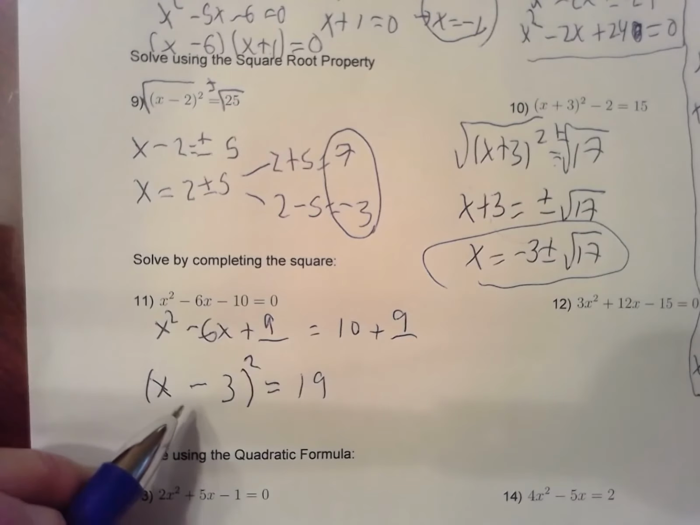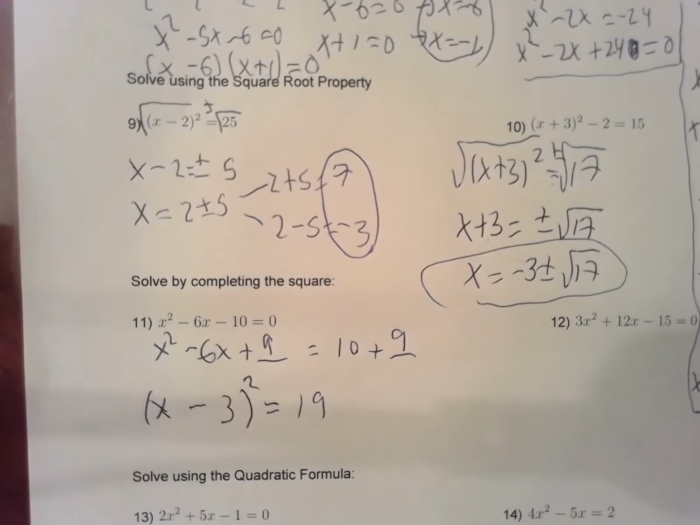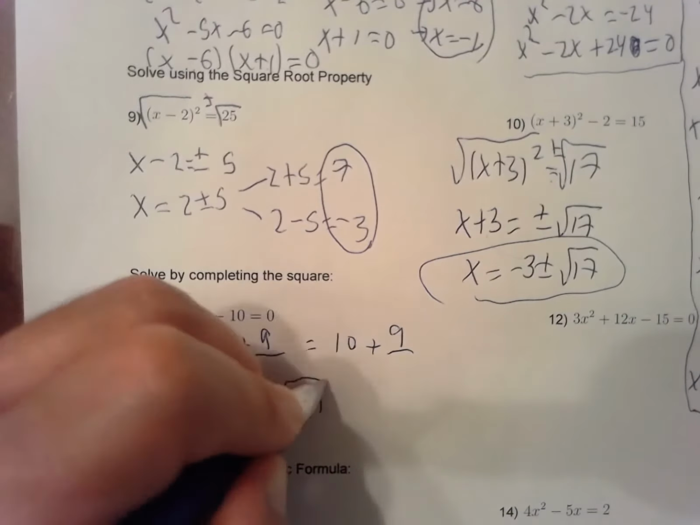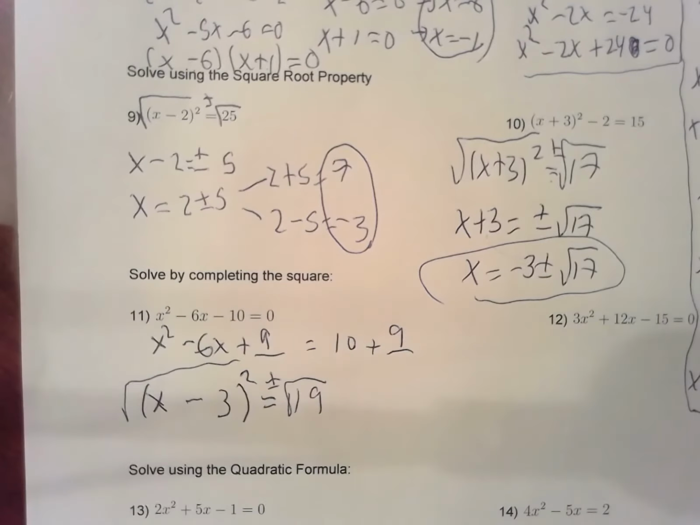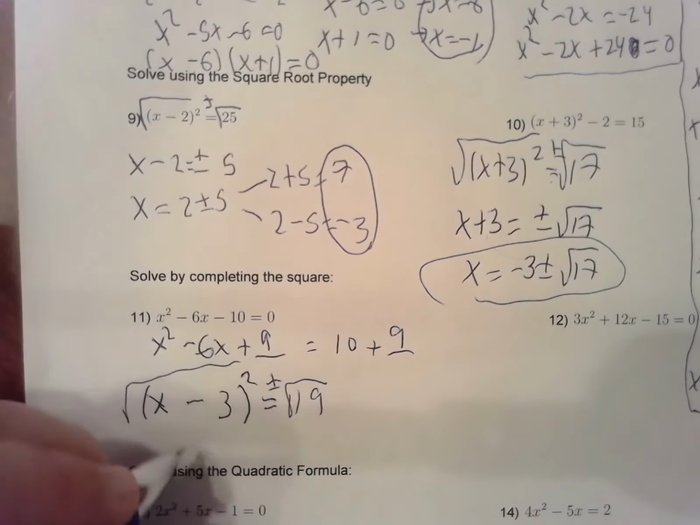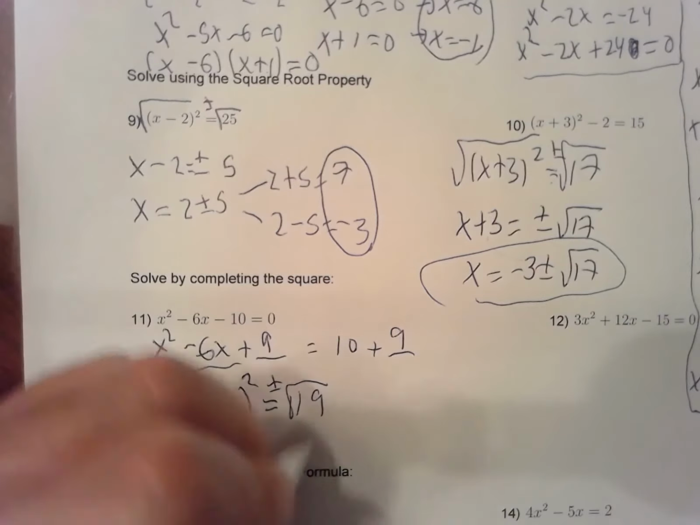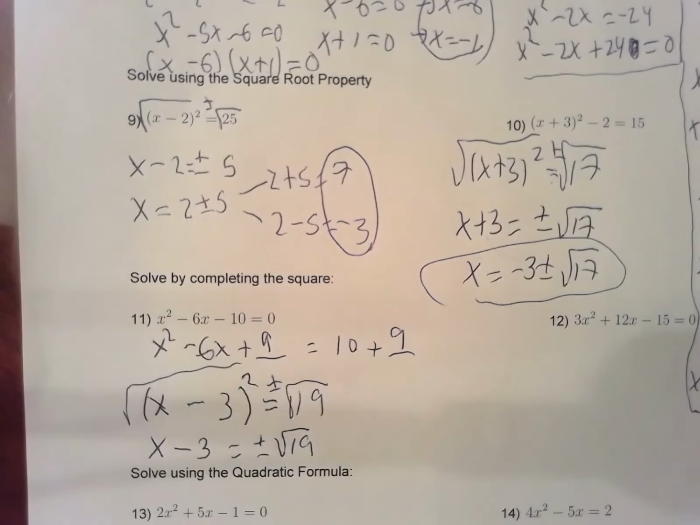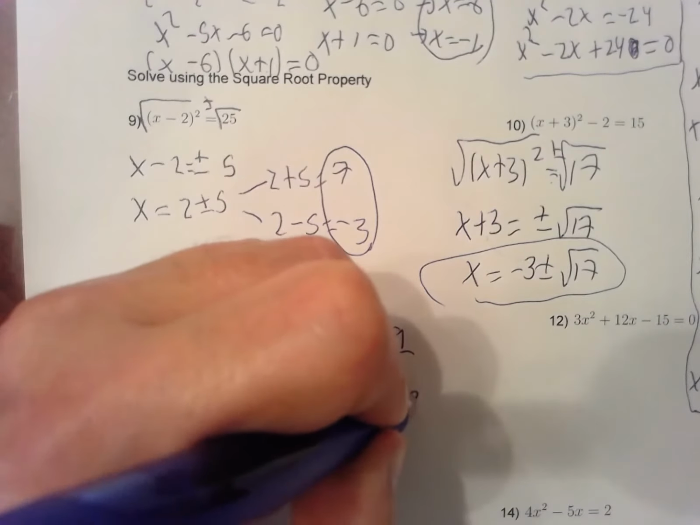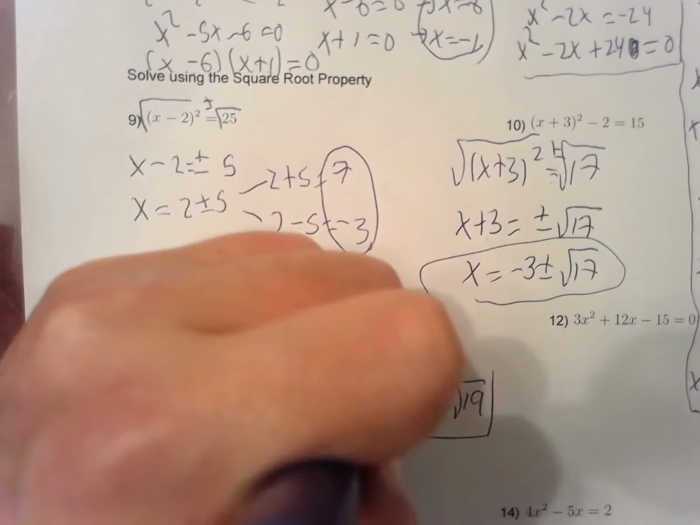Hey, now this problem looks a lot like those problems we just did. It's junk squared equals a number. We can use the square root property. Take the square root of both sides. Don't forget your plus or minus. On the left, square root of junk squared is junk. I get x minus 3. On the right, square root of 19 I can't do anything with. And we move the 3 over. We get x is positive 3 plus or minus square root of 19.